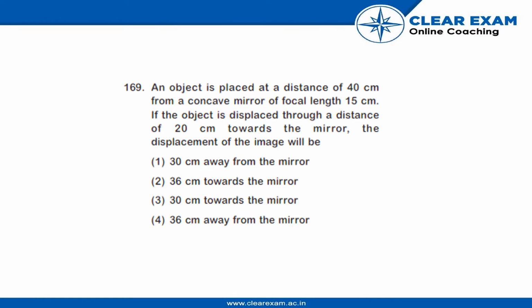The question given is: an object is placed at a distance of 40 cm from a concave mirror of focal length 15 cm. If the object is displaced through a distance of 20 cm towards the mirror, what will be the displacement of the image? So the initial object distance was 40 centimeter and the focal length is 15 centimeter. Then the question says that the object is displaced 20 centimeter towards the mirror. So what is the displacement in the image of the mirror? We have to tell that.